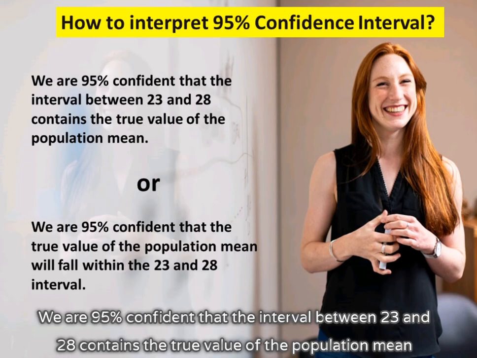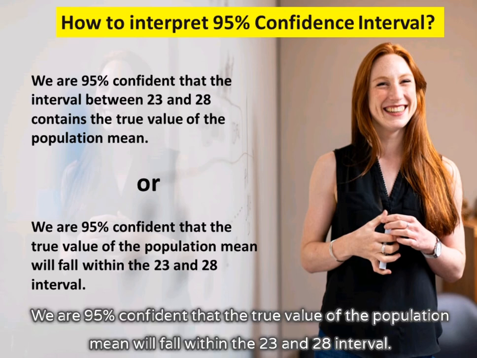We are 95% confident that the interval between 23 and 28 contains the true value of the population mean, or we are 95% confident that the true value of the population mean will fall within the 23 and 28 interval.